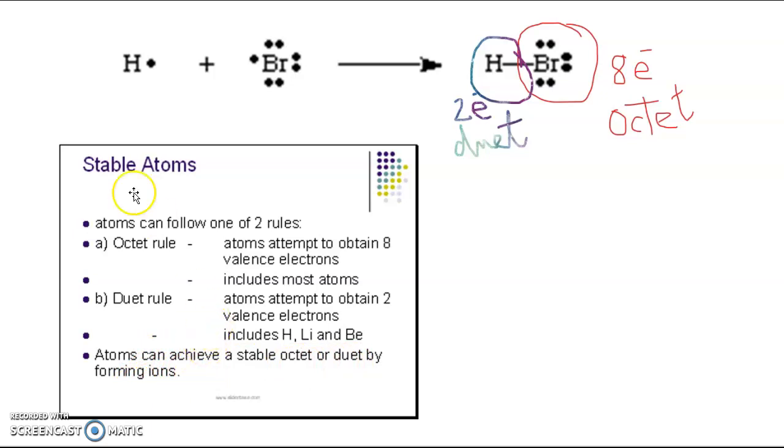Atoms can achieve a stable octet or duet rule by forming ions or by sharing a valence electron. In this case of hydrogen and bromine, you can see that hydrogen needs 1 electron to get the duet rule and be stable, and bromine needs 1 electron to get 8 electrons and get the octet rule. What do they do? They share these electrons, and then now hydrogen gets the duet rule, 2 electrons, and bromine gets the 8 electrons, and we say that it gets the octet rule.